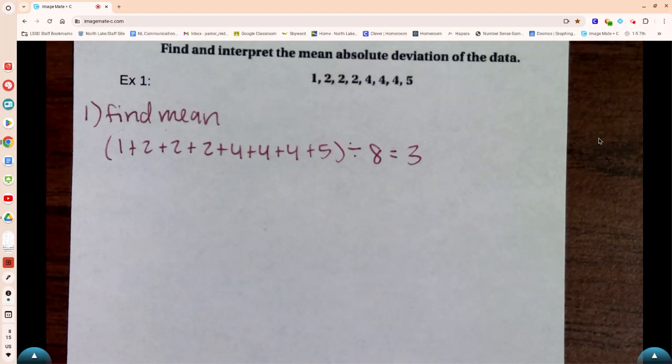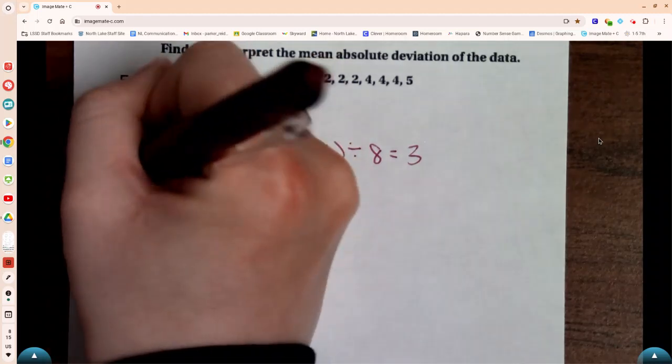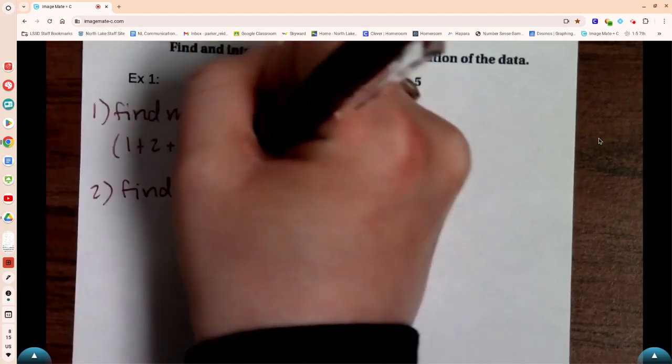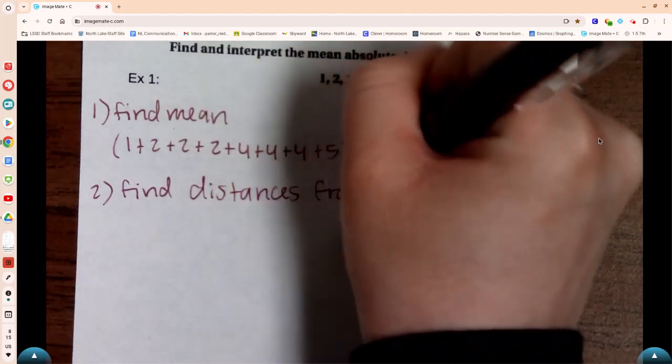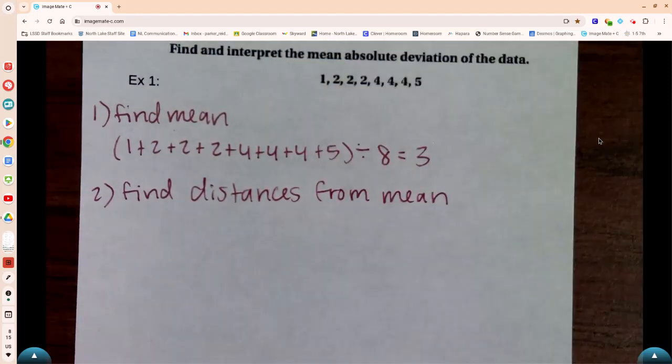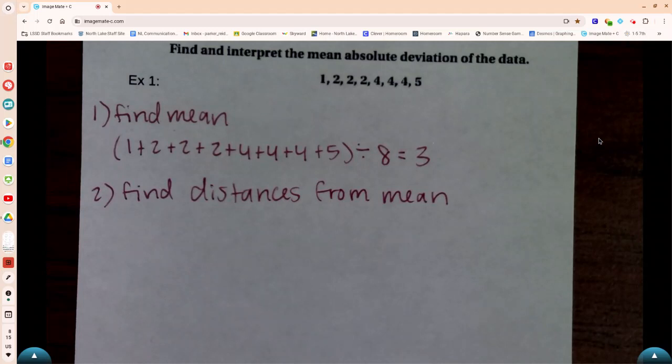Step 2. Now I'm going to find the distance that every value is from the mean. How far away every single value is from the mean. I'm going to write find distances from mean. If you don't want to write the words, that's probably fine because they're also up above in the steps. That's kind of up to you.